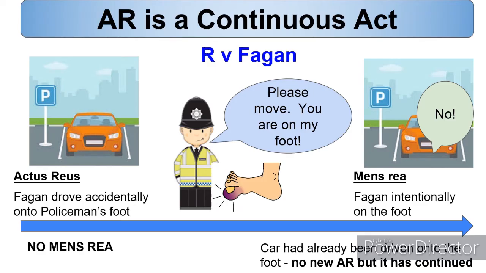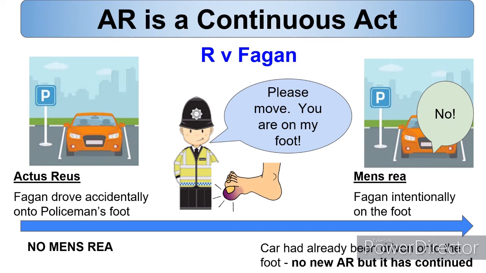And a really good illustration of this is R v Fagan. And here, the defendant accidentally parked his car onto a policeman's foot. So it was accidental, so there was no mens rea, but the actus reus was, of course, a battery. So Fagan had put the car onto the foot. And the police officer asked Fagan to move the car, and the defendant Fagan refused. Therefore, he intentionally was on the foot, and that's when the mens rea is formed. So the actus reus happened first, and there was no mens rea at all. Then the mens rea happened when the driver refused to move the car.